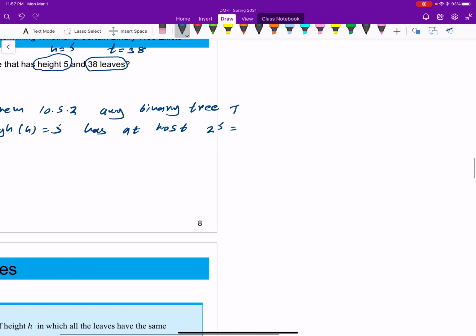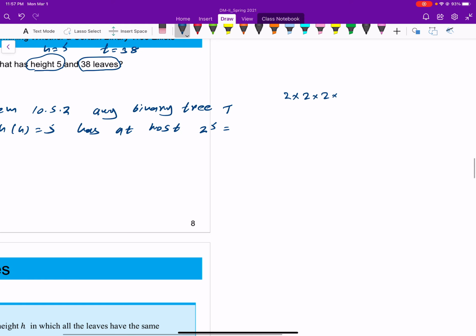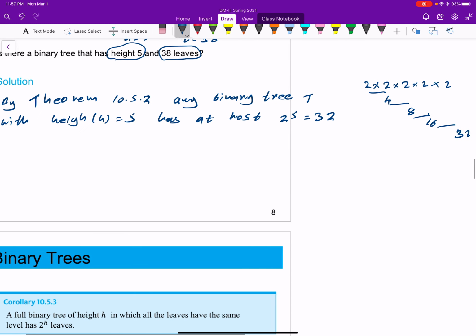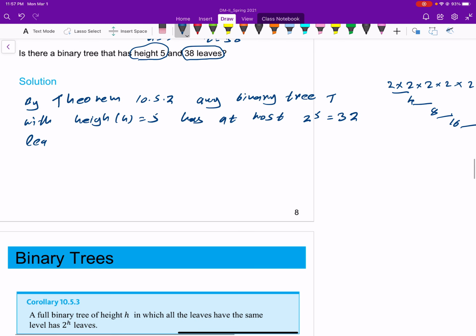That means 2 to the power 5 is 2 times 2 times 2 times 2 times 2. 2 times 2 is 4. 4 times 2 is 8. 8 times 2 is 16. 16 times 2 is 32. It has 32 leaves. That is the most number of leaves. That is, 38 leaves is impossible.